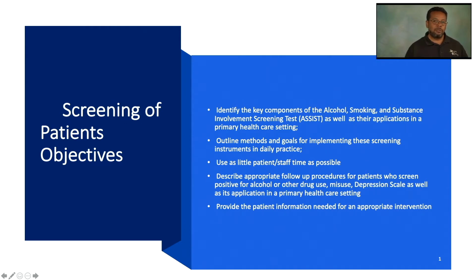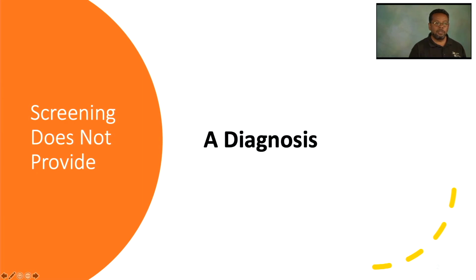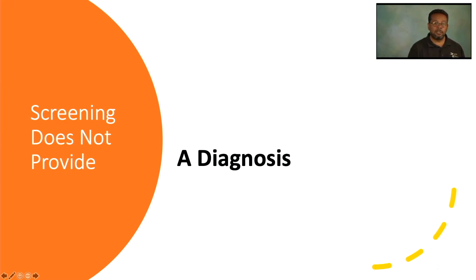And if you take it to the fuller extent into the full evidence-based training, it's called Screening, Brief Intervention, and Referral to Treatment. That can be implemented and actually is reimbursable within some settings. So we're going to also describe the appropriate follow-up procedures for those patients who screen positive for alcohol or other drug use, misuse, or maybe they score on the depression scale where they might need a more intense intervention.